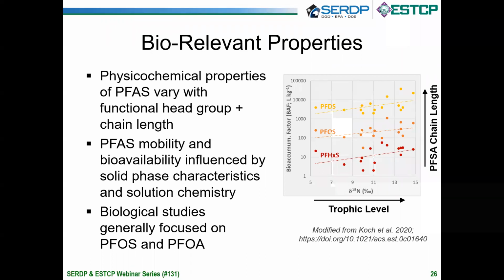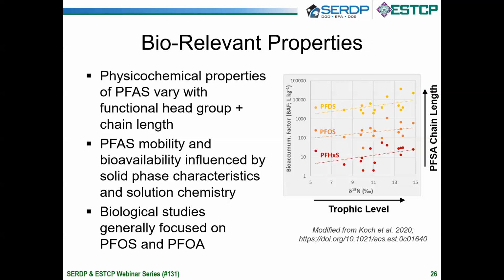The influence of chain length gets a bit more complicated when you look at biomagnification factors specifically. Here we've seen that long chain PFAAs have been found to both increase and decrease with increasing chain length. So clearly we still have a lot more to understand. Besides chemical structure, we also know that the environmental mobility and bioavailability of PFAS is influenced by the environment, particularly the solid phase characteristics and solution chemistry, thinking of things like temperature, cation concentration, or sediment organic carbon concentrations.